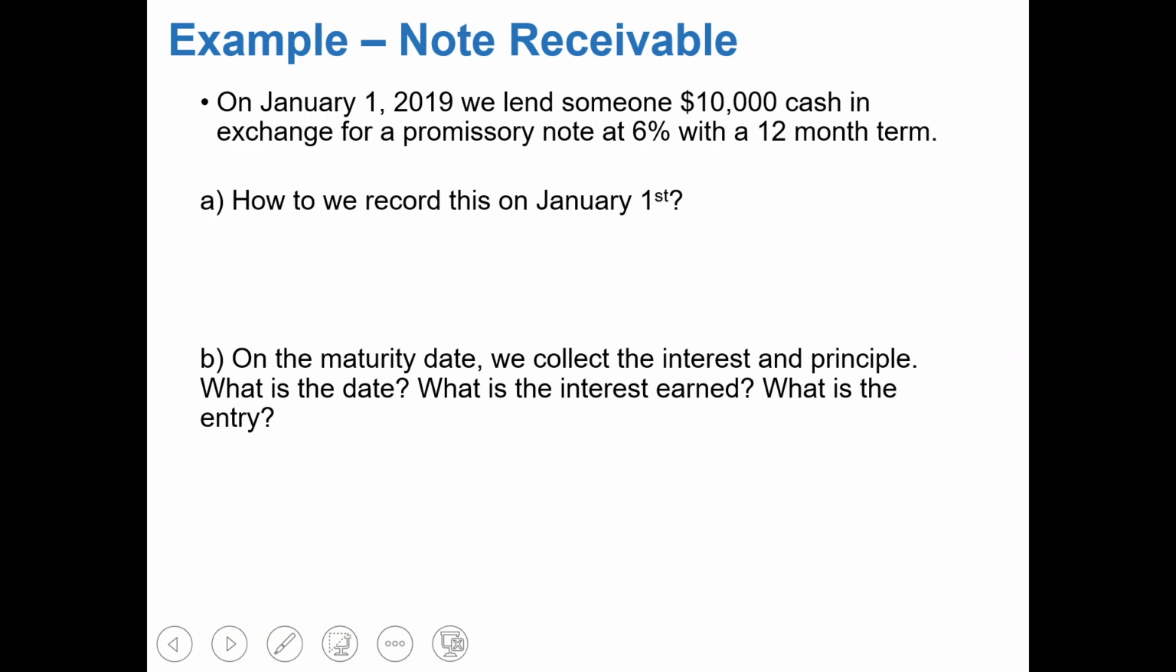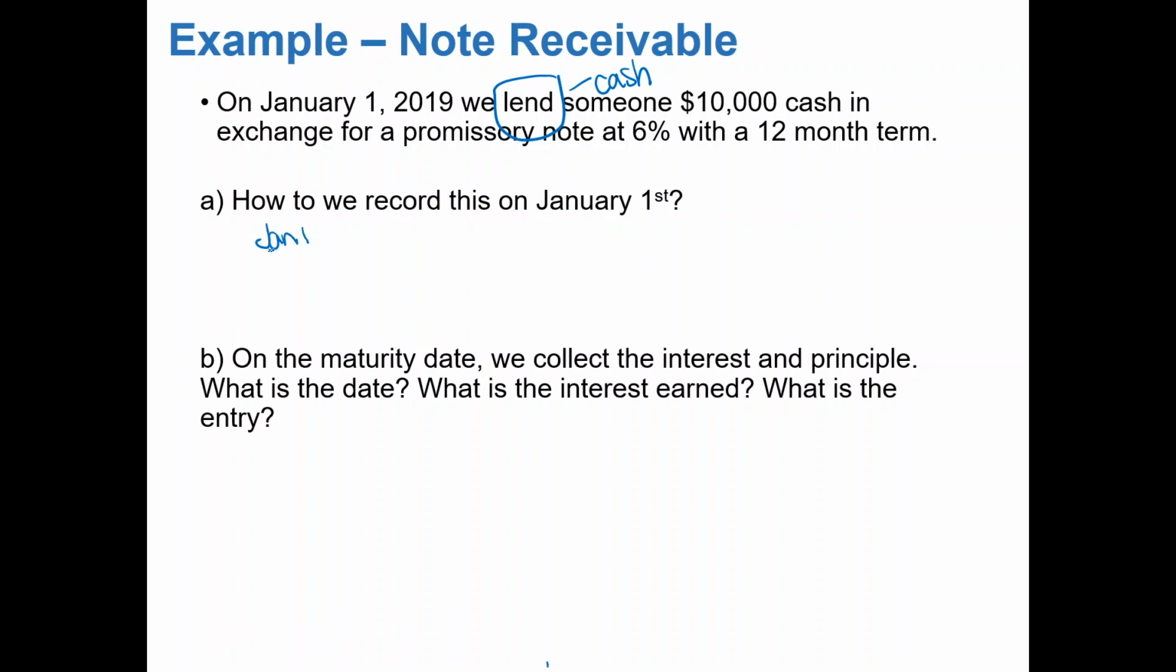Okay, so let's look at an example here. On January 1st, 2019, we lend someone $10,000 cash in exchange for a promissory note at 6% with a 12-month term. So first, we need to record this on January 1st. That's the day we're actually lending the money. So when it says you lend someone, that means cash goes out.